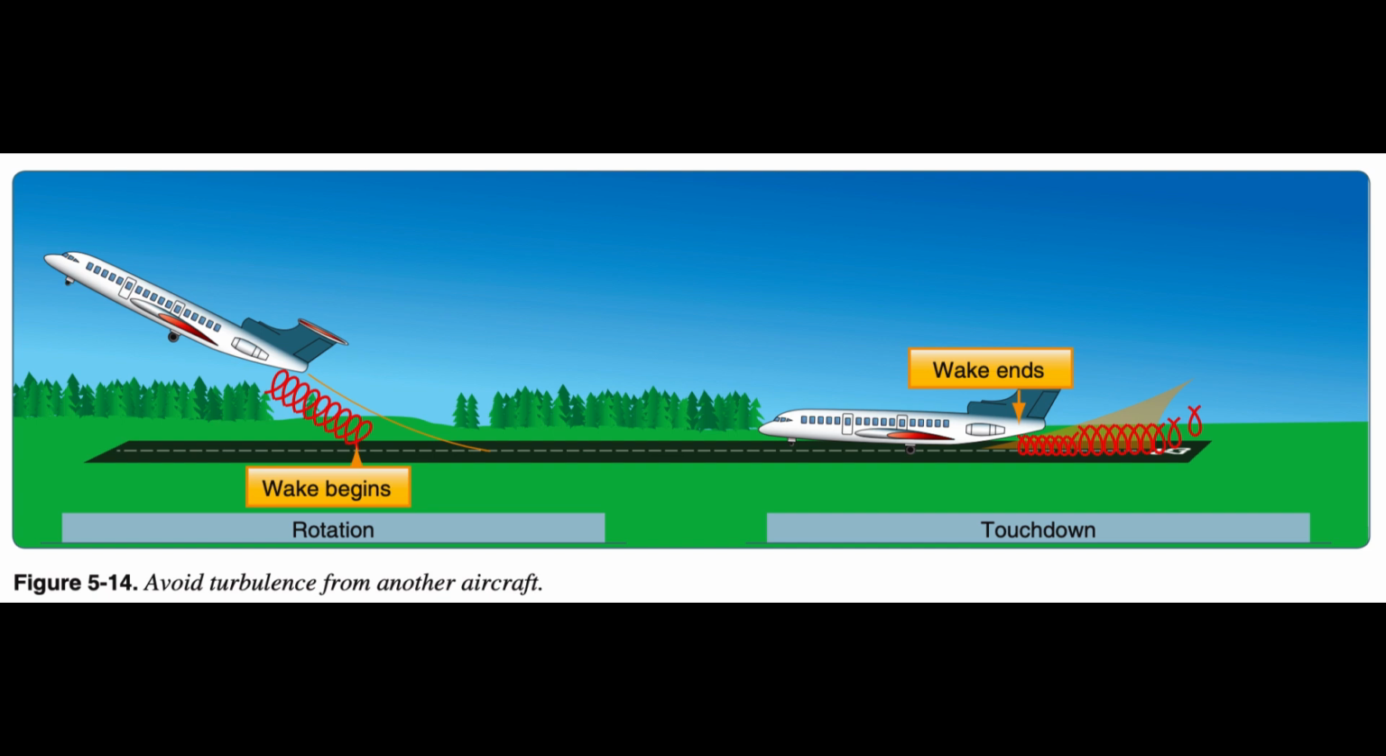When following another aircraft, a pilot should consider wind speed and direction when selecting an intended takeoff or landing point. If a pilot is unsure of the other aircraft's takeoff or landing point, approximately 3 minutes provides a margin of safety that allows wake turbulence dissipation. End of page 5-9. Figure 5.14. Avoid turbulence from another aircraft.